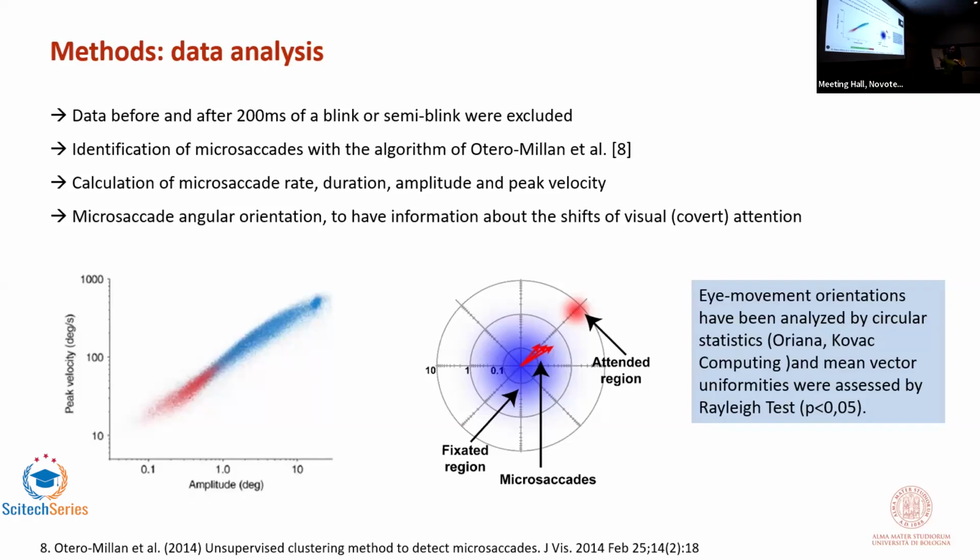Microsaccades, in addition to being very, very tiny, are very, very rare. They have a frequency of 2, maximum 3 microsaccades per second. So they occur very rarely. That's why I told you it's important to have an eye tracker with a high frequency of recordings, otherwise you don't detect them. And to analyze this data, we used Oriana for circular statistics, and we assessed the uniformity using the Rayleigh test.